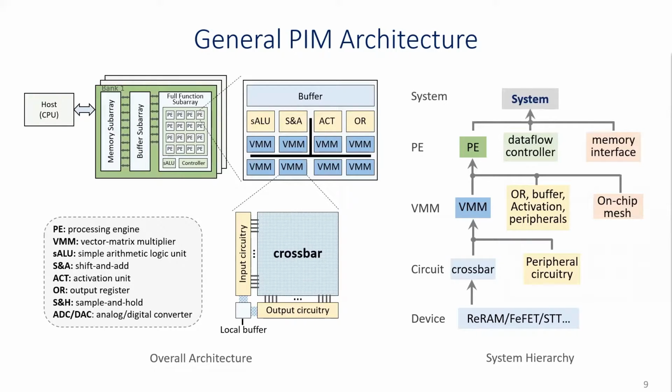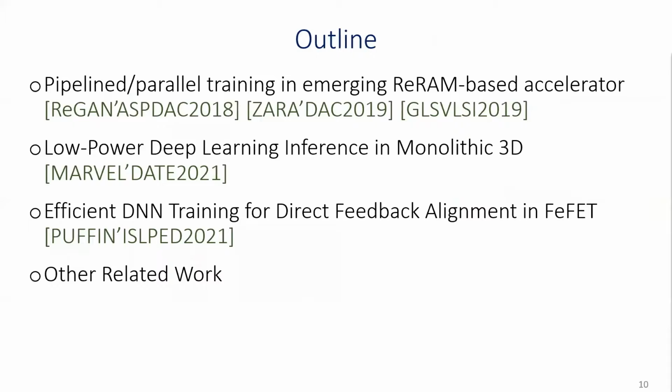At the top level, the PEs are connected through an on-chip connection. It needs a controller, which deals with how to map the DNN accelerations onto the PEs and also controls the computation flow. And of course, we also have a memory interface to communicate with the host CPU. By following this kind of PIM design concept, next I will explain three of our recent works.